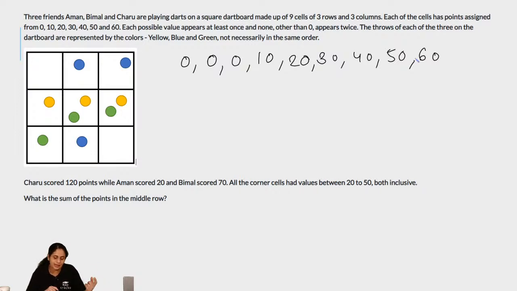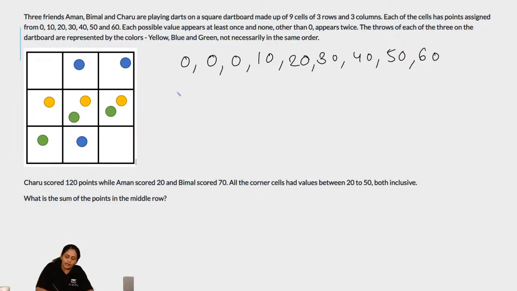All the corner cells have values between 20 and 50, both inclusive. So essentially, you have 20, 30, 40, 50 in some order in the corner cells. And in the middle column and middle row, you have the 3 zeros, 10 and 60. So that is the basic arrangement information that is given. That and the throws is basically how you should use to arrange the values around the grid. Now Charu scored 120 points. In what way can she actually score the 120 points?